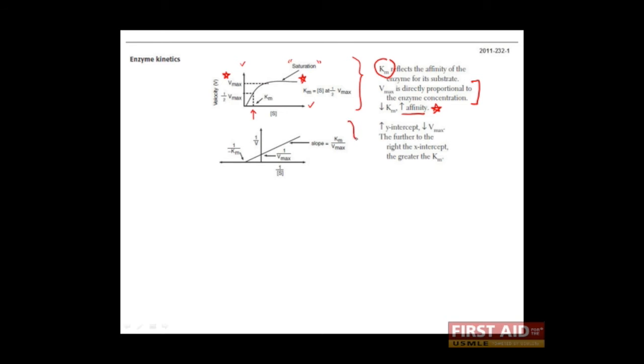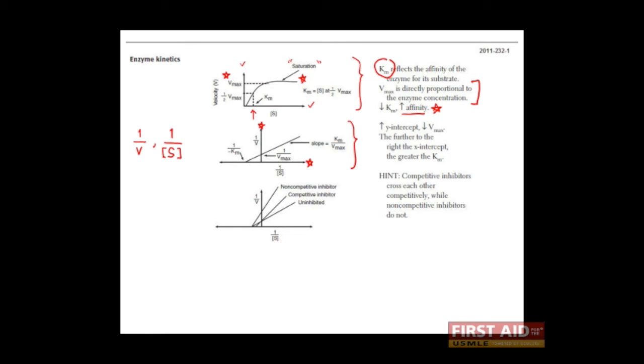The second graph is just a different way of showing the variables of the first. This graph is known as a Lineweaver-Burk plot. In this graph, the y-axis is not velocity, but the inverse of velocity, that is, 1 over the velocity. And the x-axis is not substrate, but is 1 over the substrate. The Lineweaver-Burk plot is useful when we're trying to determine whether a new molecule or chemical is either a competitive or non-competitive inhibitor of our enzyme.